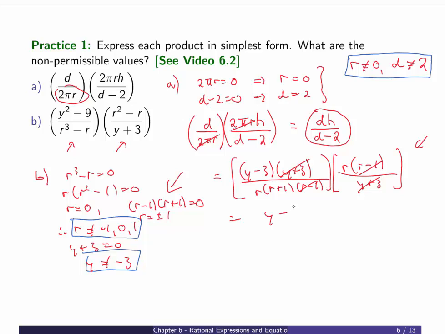So, when you move on, you have y minus 3 times r. Now we're multiplying across. r plus 1. And you know, I forgot to cancel r's up to the top, so we'll just cancel them here, because they cancel out. So you're left with now y minus 3, r plus 1. Okay, and there you have it. Just like that.